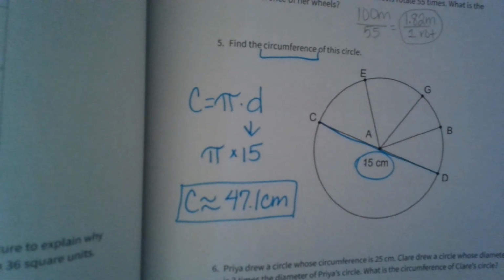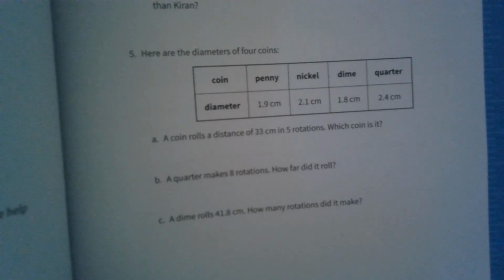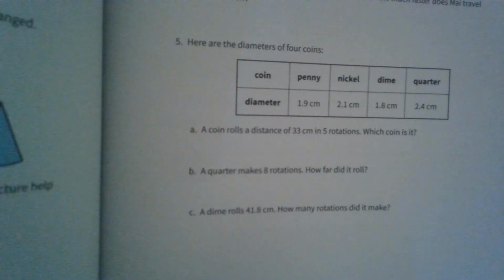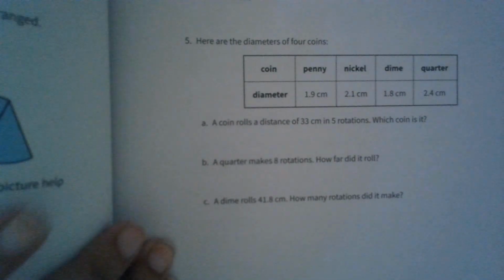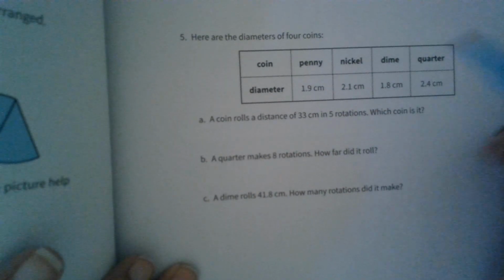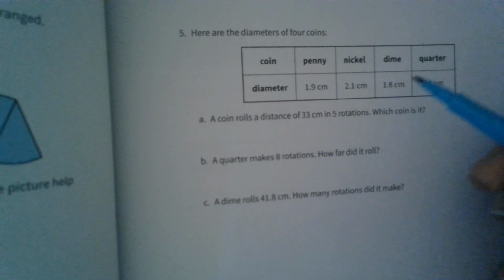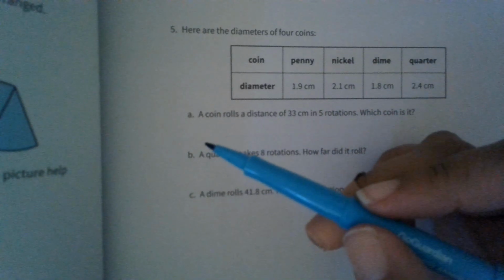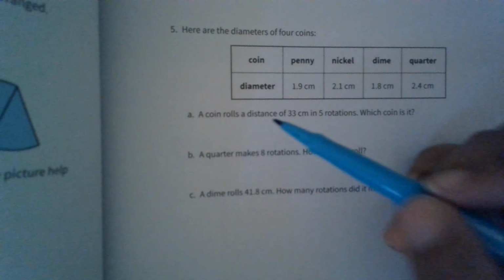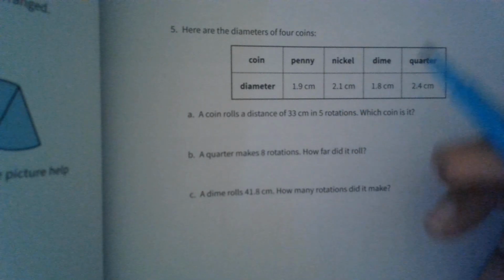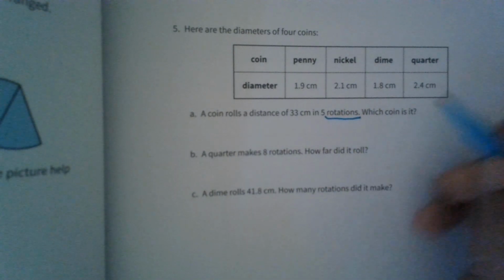The final page at that. All right. Page 71, number 5. Number 5 has A, B, and C parts, because I'm only going to do one of them. Here are the diameters of 4 coins. Diameter of a penny, 1.9. Nickel, 2.1. Dime, 1.8. Quarter, 2.4. A coin rolls a distance of 33 centimeters in 5 rotations. There's that word again. Which coin is it?